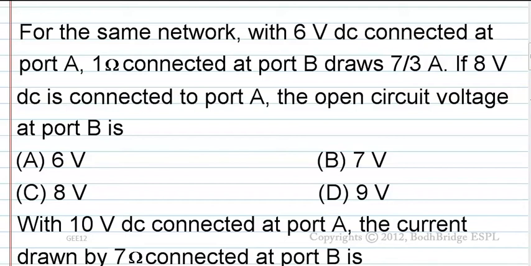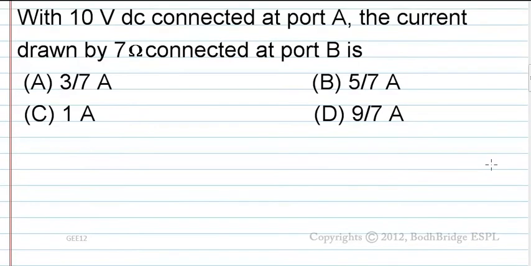Second question, with 10 volts DC connected at port A, the current drawn by the 7 ohm connected at port B is. Options are A 3/7 amperes, B 5/7 amperes, C 1 ampere, D 9/7 ampere.